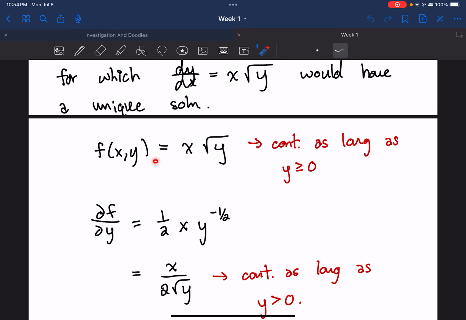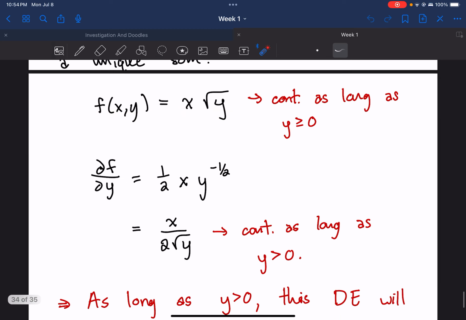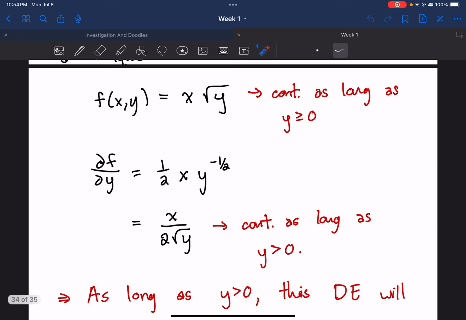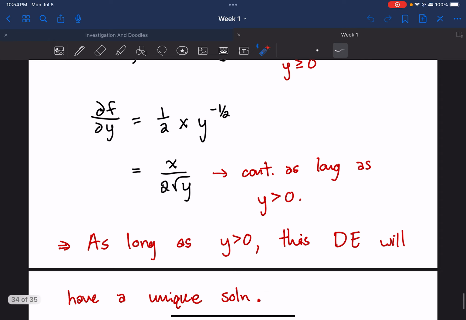And if we take the partial derivative of f with respect to y, if you don't remember how to take a derivative of a square root, you have to remember that this is actually like y to the 1/2 power. And then you can just power rule this when you take a derivative. The 1/2 comes down, you subtract 1 from the power, you get y to the negative 1/2. This is continuous as long as y is strictly bigger than 0, right? If you put y equals 0 in the bottom here, you'll be dividing by 0. That's not good. So we have to have strictly larger than 0.